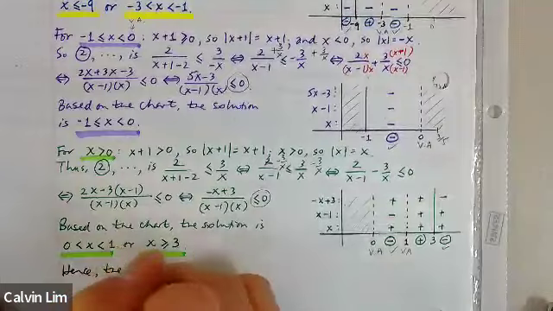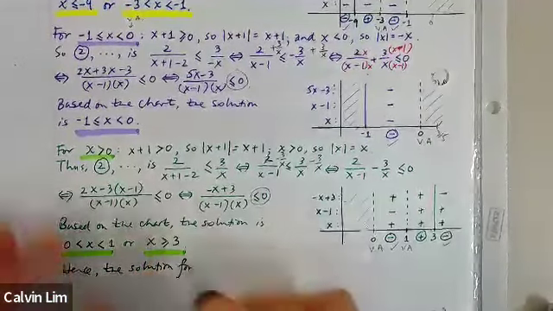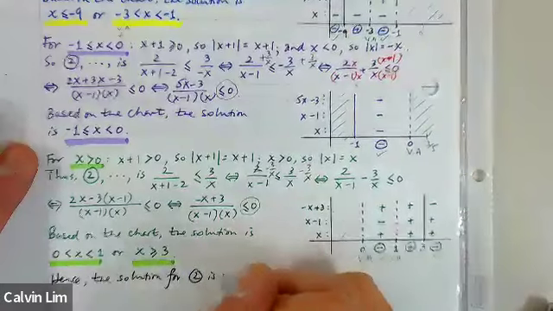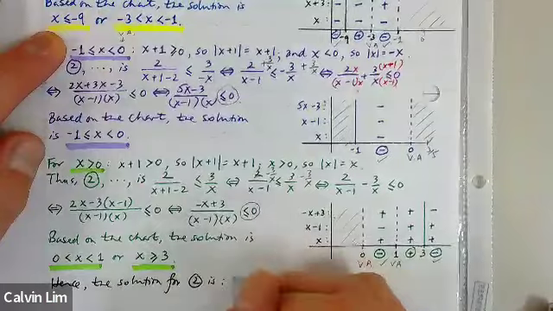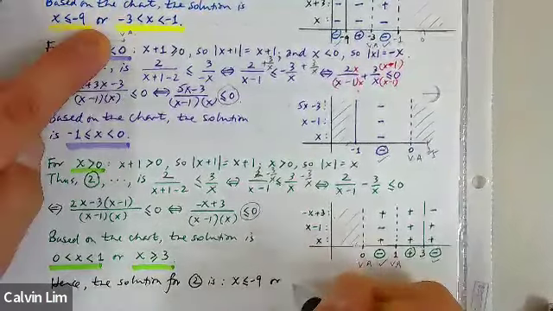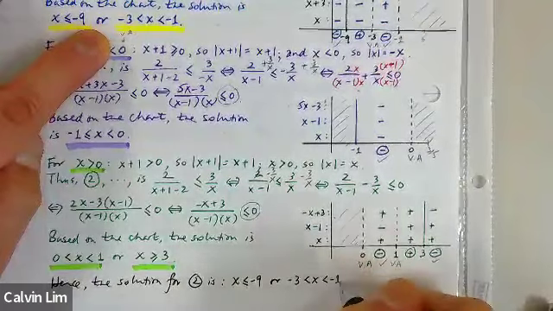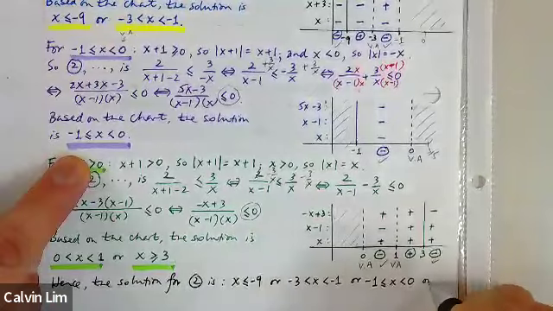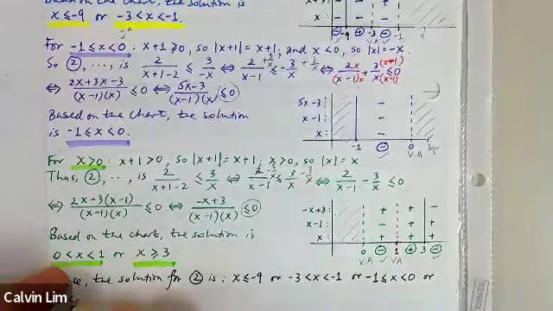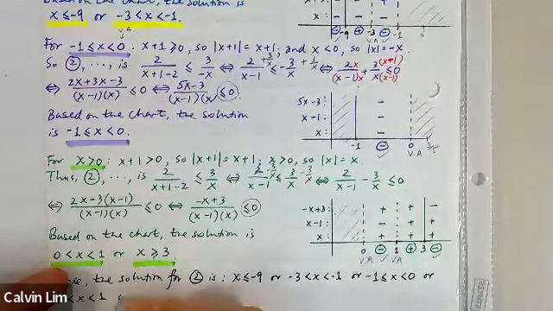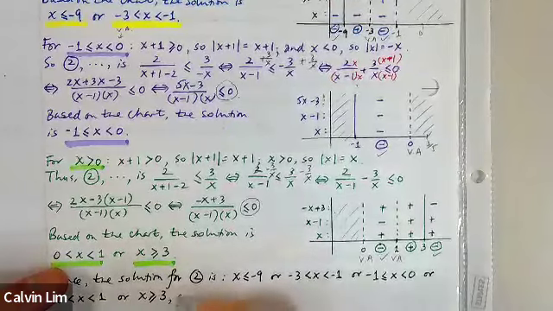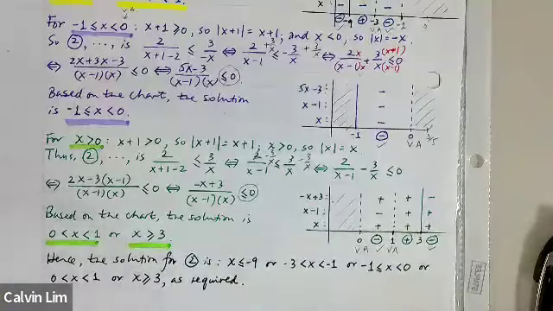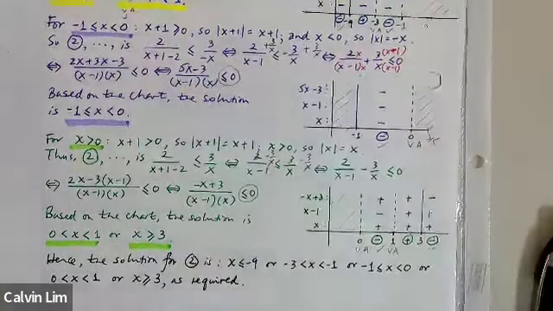Hence, the solution for inequality number 2 is, so the first one is x is less than or equal to -9, or -3 less than x less than -1, or -1 less than or equal to x less than 0, or 0 less than x less than 1, or x is greater than or equal to 3, as required. Okay. Any questions?